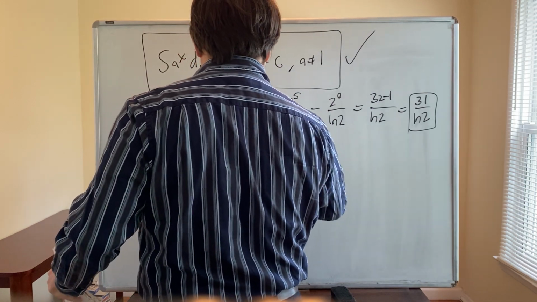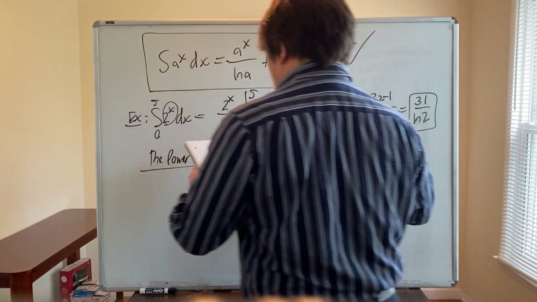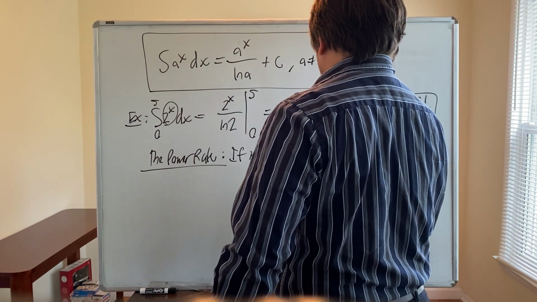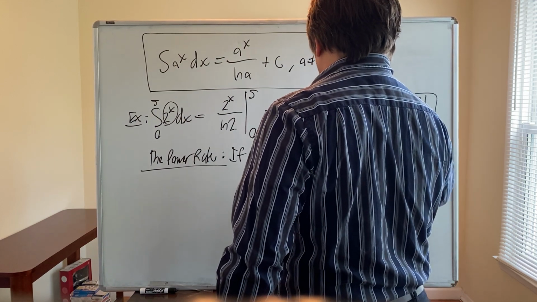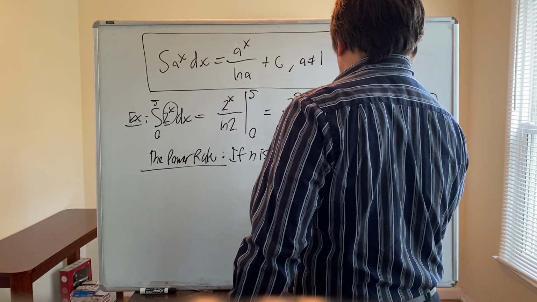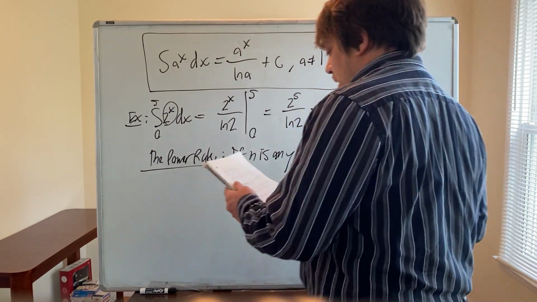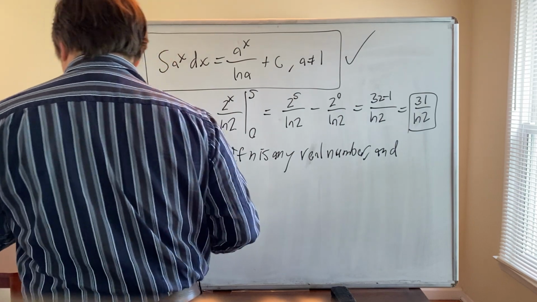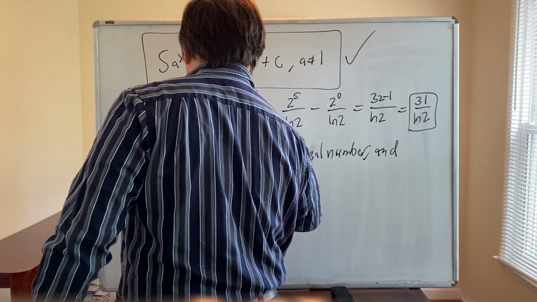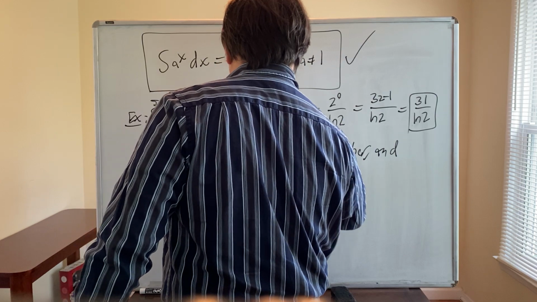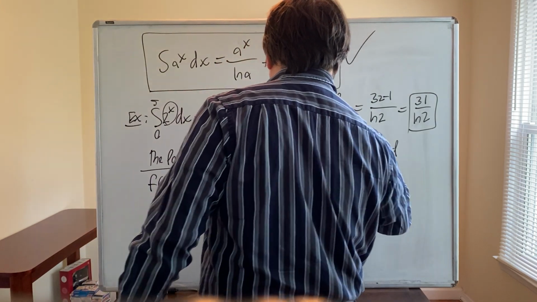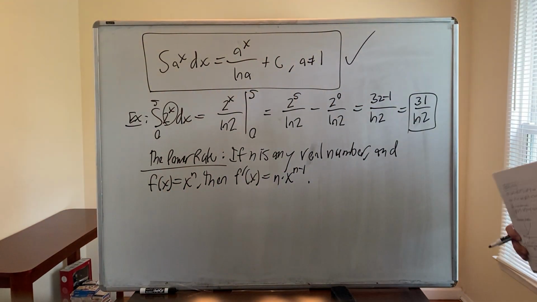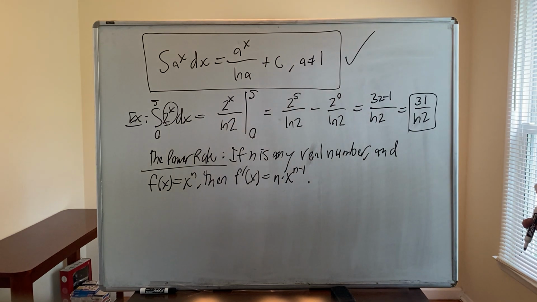If n is any real number and f of x equals x to the n, then f prime of x is equal to n times x to the n minus 1. Okay, so the power rule. If n is any real number and f of x equals x to the n, then f prime of x equals n times x to the n minus 1.